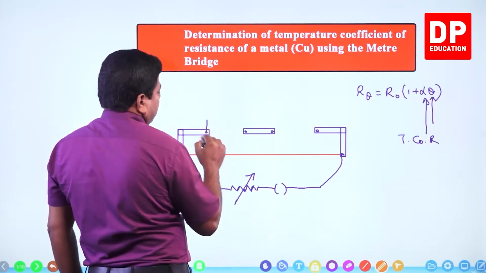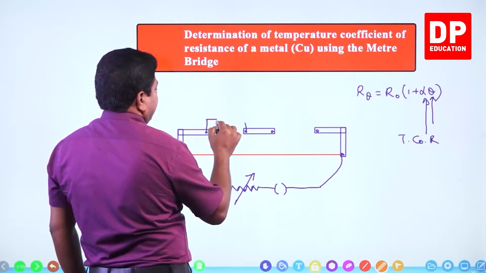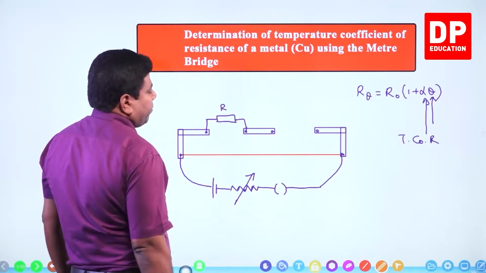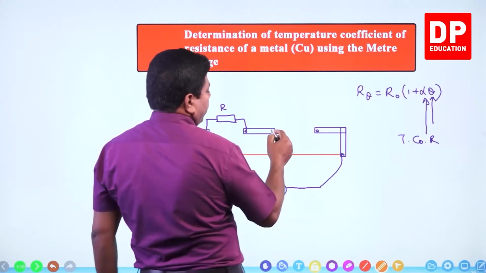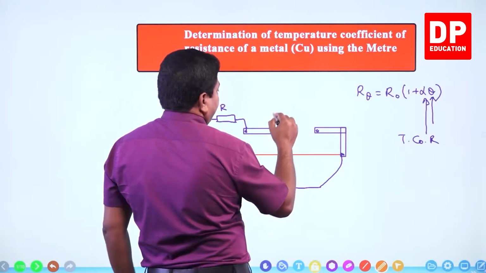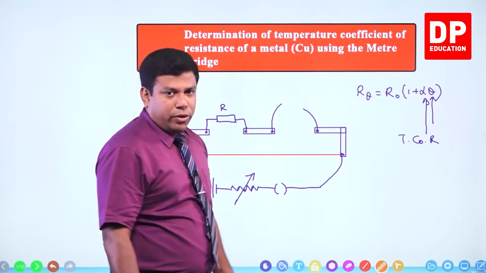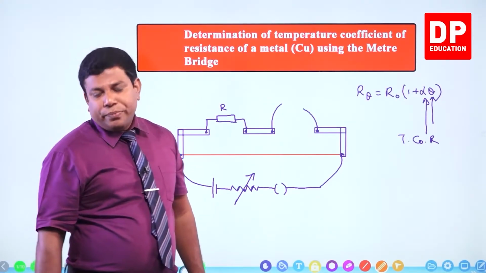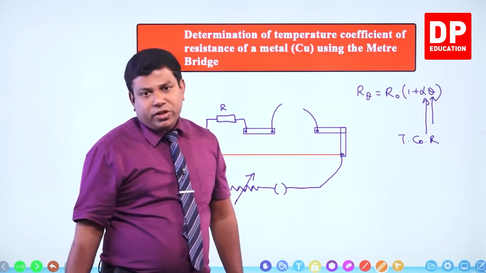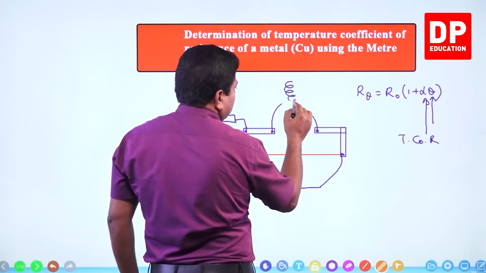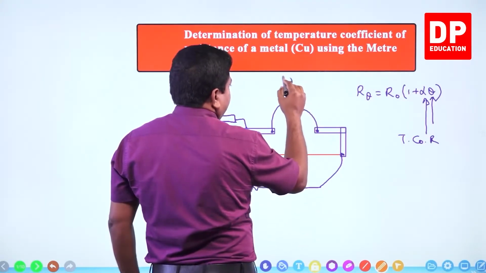Here, let's connect a known resistance R. Here what we are going to do, we will connect that material. We are going to take a copper coil and find the temperature coefficient of the copper coil. So, take that copper coil and connect it here.